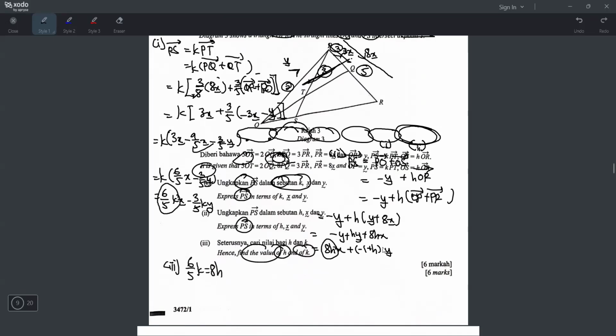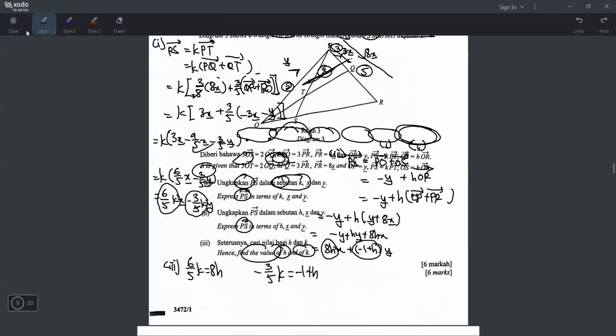And then you compare the number in front of Y. So what is the coefficient of Y? Negative 3 over 5K. This one is negative 1 plus H. And then when you connect them, negative 3 over 5K equals to negative 1 plus H. Okay? It means you do simultaneous lah. Later you do simultaneous, right? So what I did just now is I just compare these two, right? Why we can compare? Why we can say this thing equal to this? Because they are both vector PS, right?